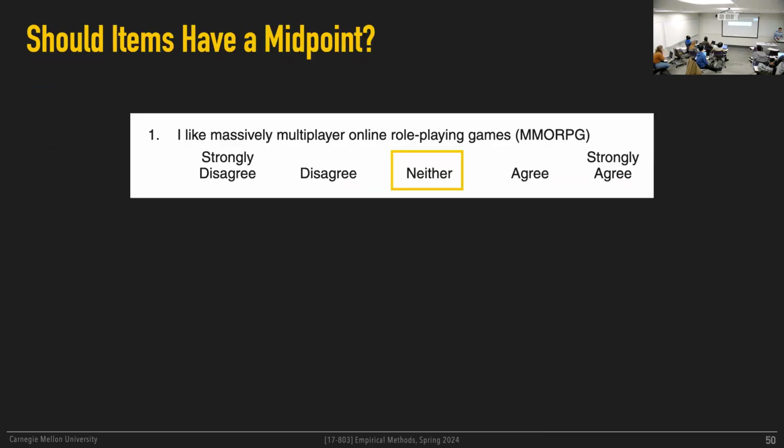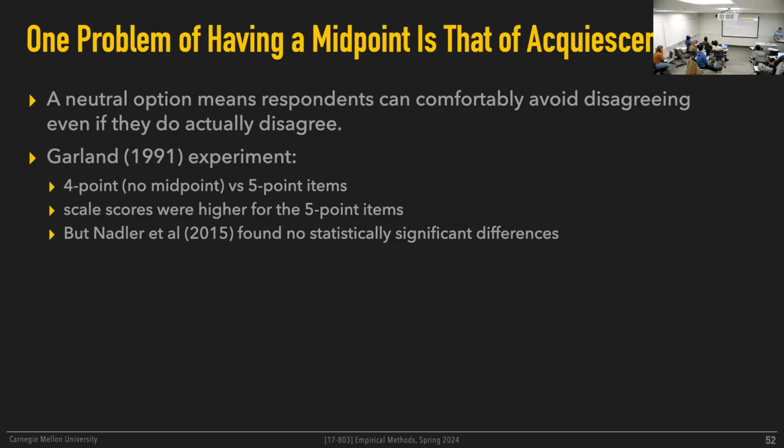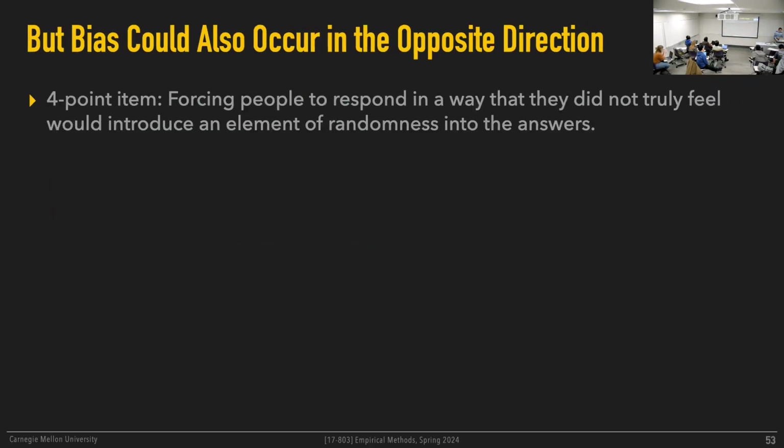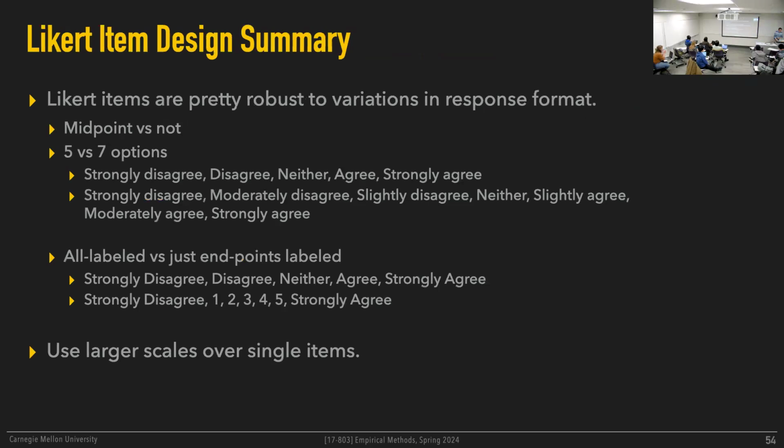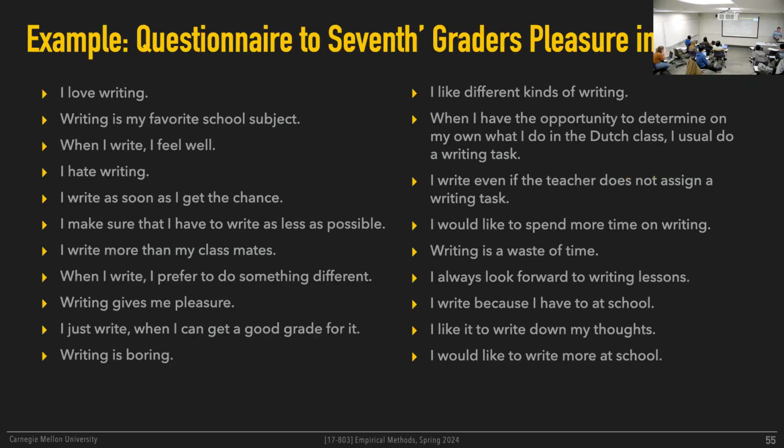So we talked about this midpoint dilemma. There's more here. Okay, yeah, let me give you an example. I'm skipping over a few things there. This is a questionnaire that was given, I can move the window, that was given to 7th graders in the Netherlands to capture their pleasure in writing. And these are all of the questions that were asked on the questionnaire. We're trying to capture pleasure in writing.